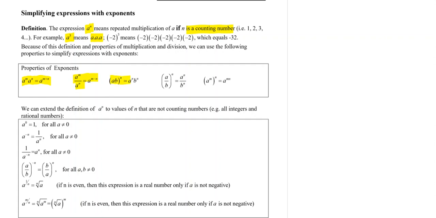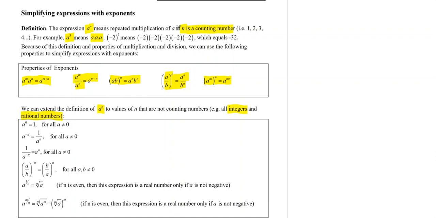You can distribute a power outside parentheses to all the factors inside. This only works if you have multiplication or division inside the parentheses that get raised to the power. And then here we have a power of a power. Then you multiply the powers. So these come from that definition that says if n is a counting number, then it's really just repeated multiplication. But actually, we can extend these to even when the n, the power, is not a counting number. Even if it's an integer or a rational number, we still have all of those same properties in place.